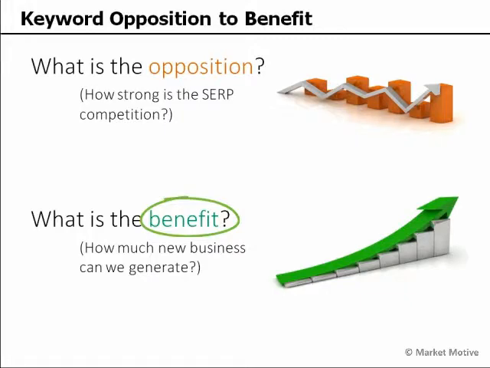What's the value of ranking for these terms? What's the search volume? What's the cost per click? What's the conversion rate like if we know it? What are our profit margins like? Ultimately, how much new business can we generate if we are successful in ranking for these keywords?